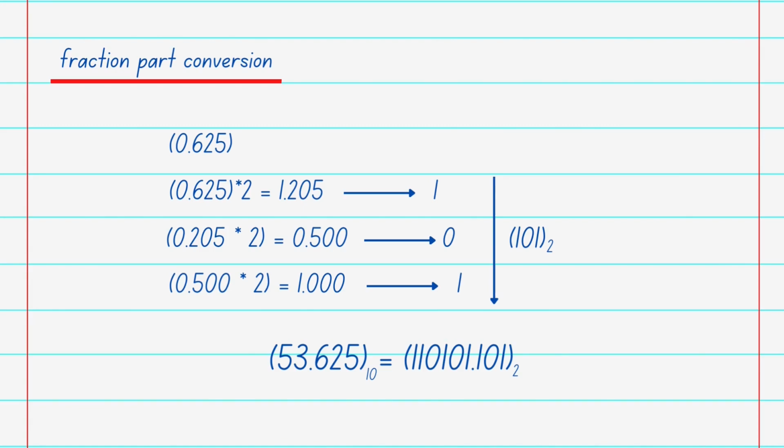So what we will get? The result is 101 and the base is 2. So the conversion of the fraction part 0.625 is 101 to the base 2. So the conversion of decimal number 53.625 into binary number system is 110101.101 to the base 2. So this is the actual conversion from decimal to binary number system.